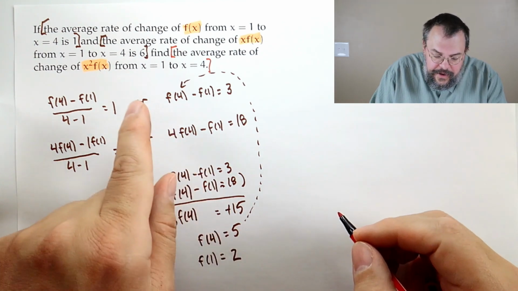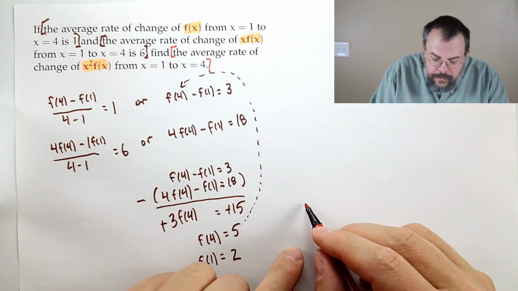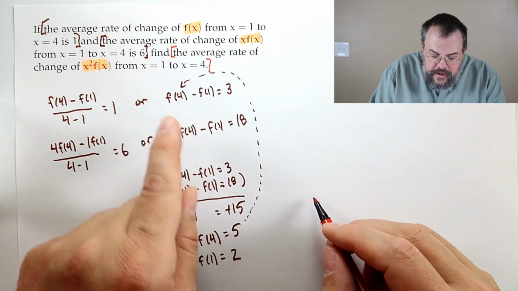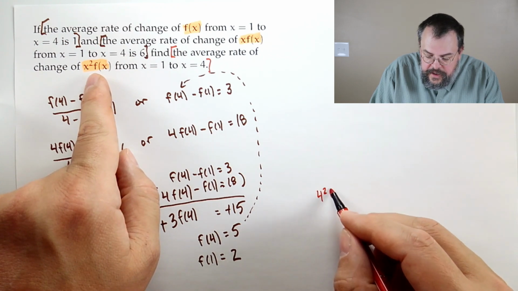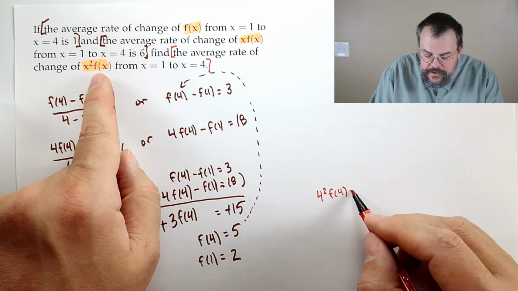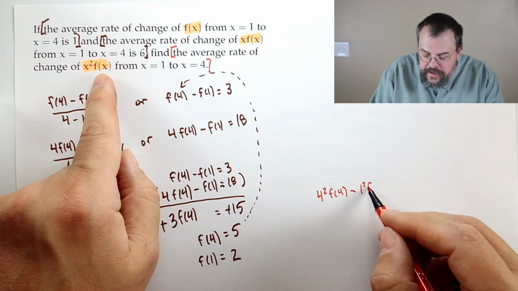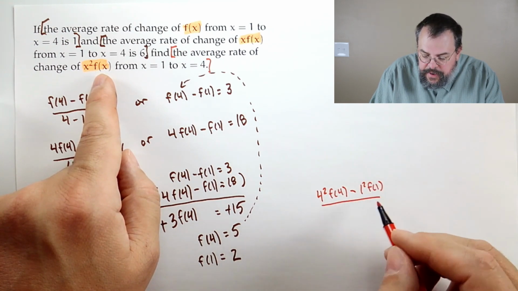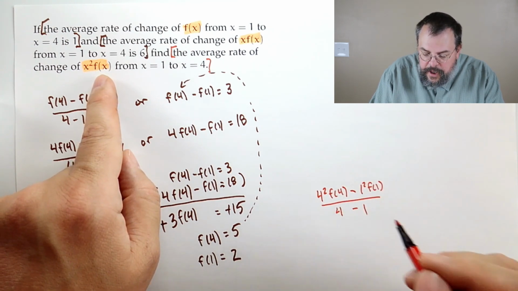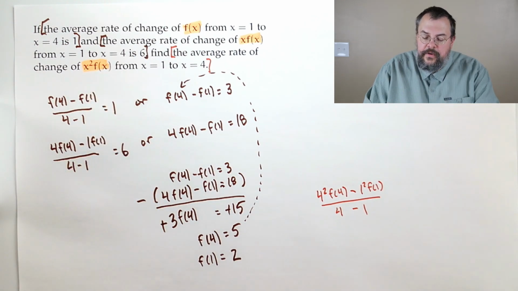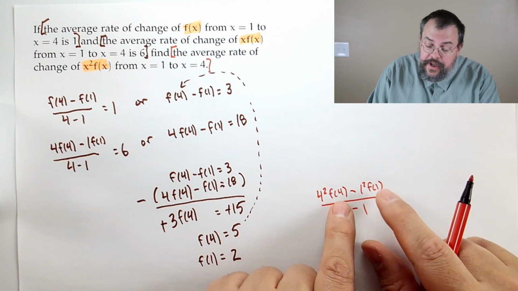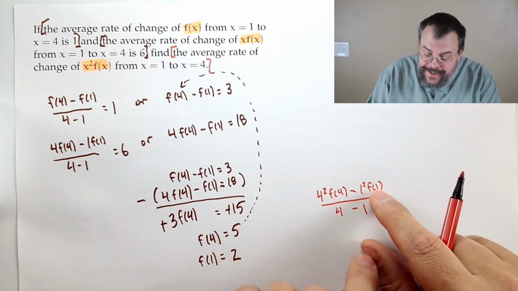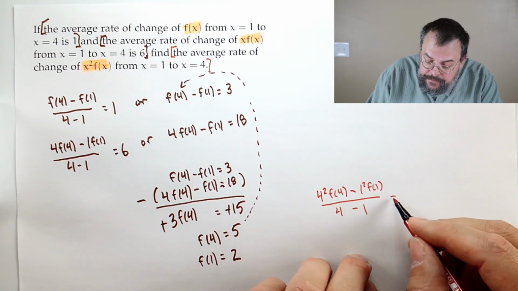See, what we were looking for is, again, average rate of change: plug in 4 squared f of 4, subtract 1 squared f of 1, divide that by 4 minus 1. So the reason we did all that was we really did need to know what f of 4 and f of 1 are, because we needed those numbers. All right, well, now we have them.